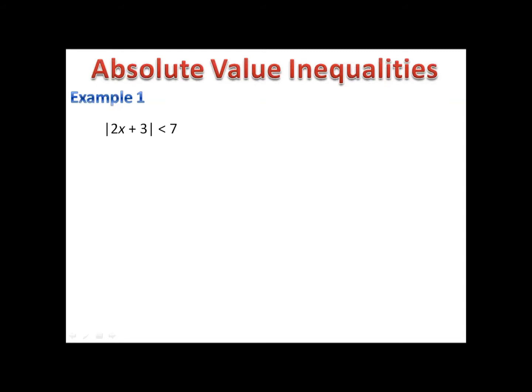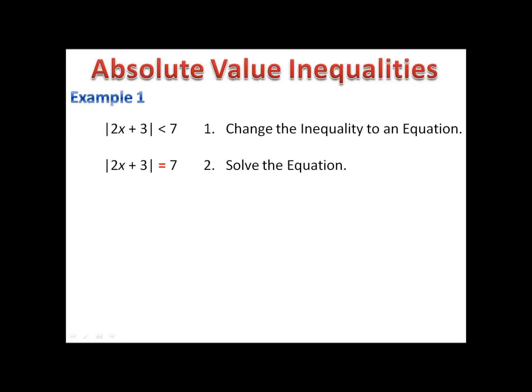The reason I say these are a lot like absolute value equations is this. Our first step is to change it into an equation. So notice what we've done. We changed the less than sign into the equal sign. Now we're simply going to solve the equation like we've done before. We write our two derived equations, 2x plus 3 equals 7, and 2x plus 3 equals negative 7. That gives me solutions of x equals 2 and x equals negative 5.